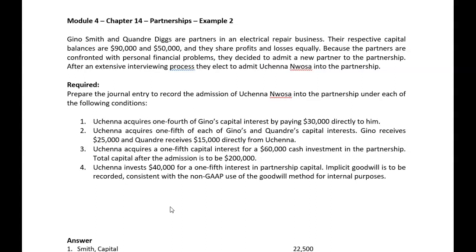In the third and fourth ones, you have the new person paying cash to the partnership, so the valuation of the partnership will have to be considered and see how we will allocate that cash investment, and in both 3 and 4. In 4, we'll have some goodwill that will be included. This is a non-GAAP use of the goodwill method, but it is done in partnerships for internal purposes.